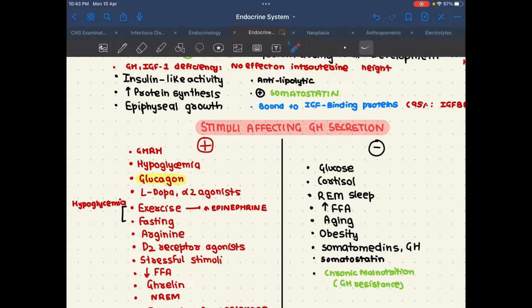that we use, है ना, in the gyms वगैरह, they have very high amount of arginine as well, because arginine is going to stimulate your growth hormone synthesis. ठीक है? Then we have D2 receptor agonists as well, any stressful stimuli, and very importantly is NREM sleep and ghrelin. So these are the things which stimulate growth hormone synthesis.